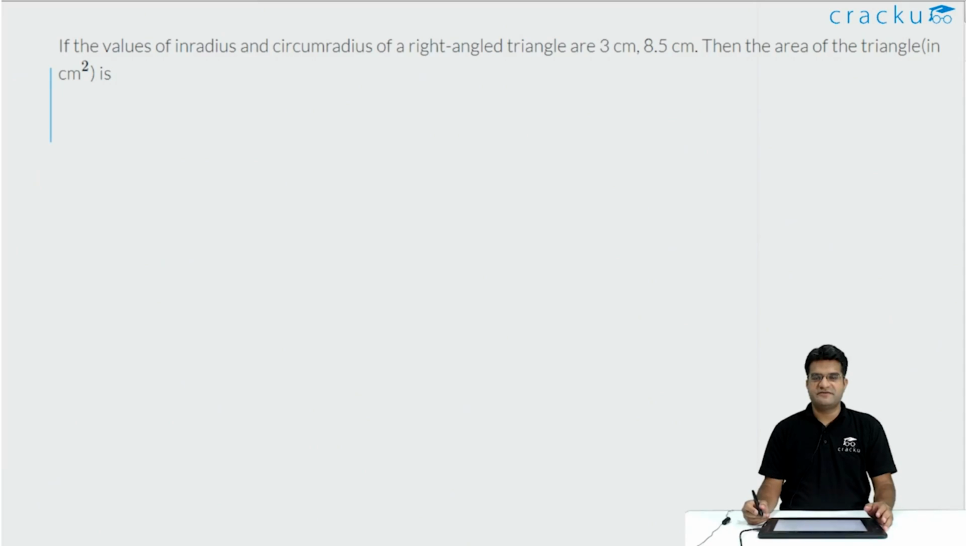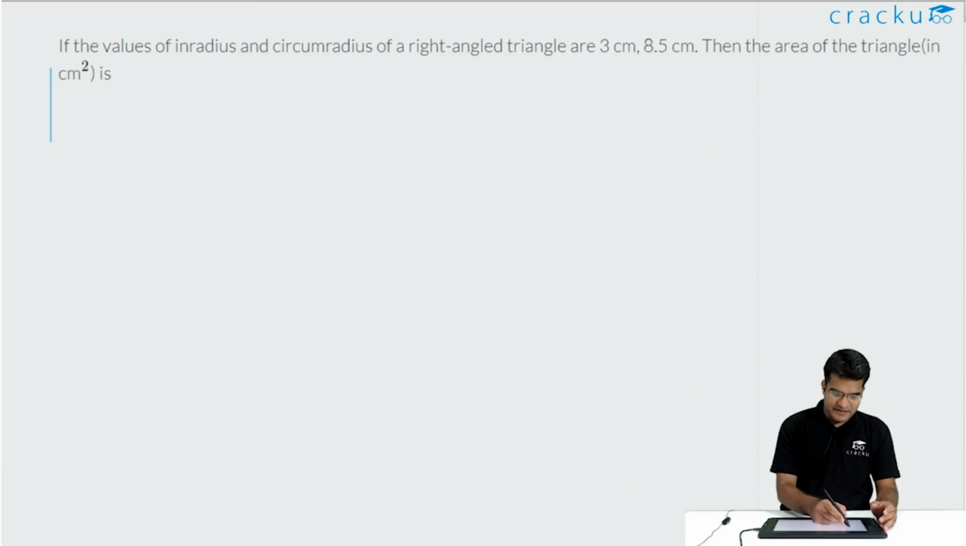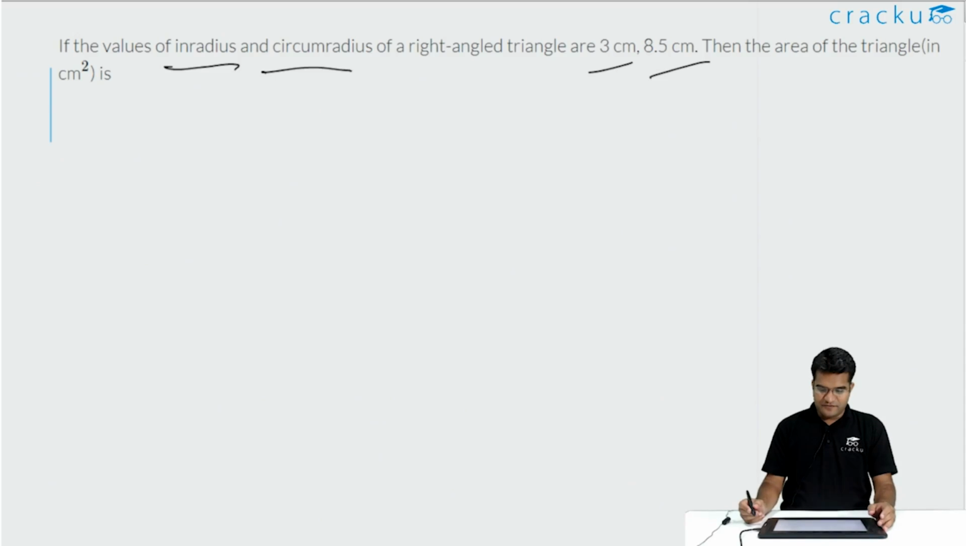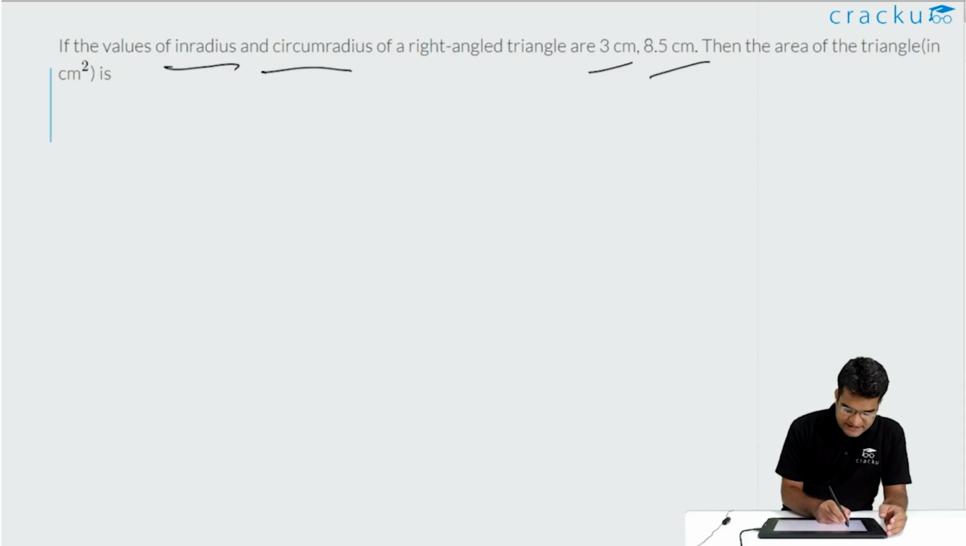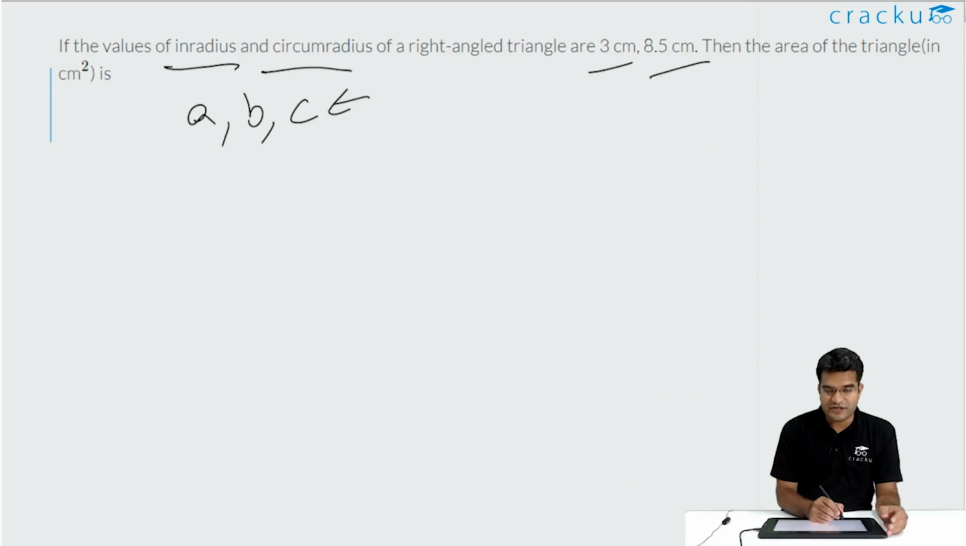In this question, it has been given that there is a right angle triangle. The inradius of the right angle triangle is 3 centimeters and its circumradius is 8.5 centimeters. We are asked to find the area of the right angle triangle. Let us assume that the 3 sides are A, B and C. So C is the hypotenuse.